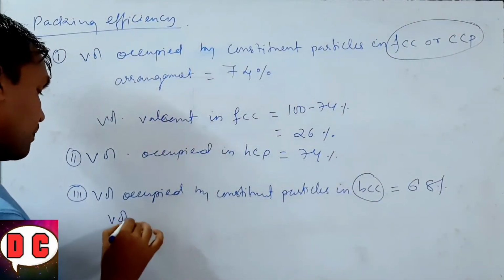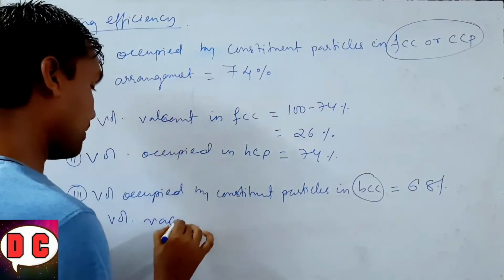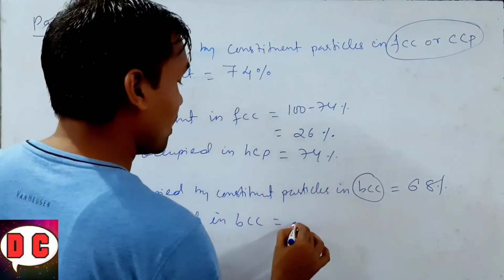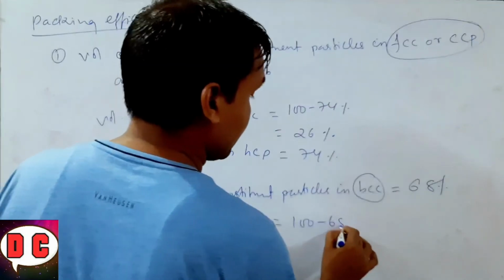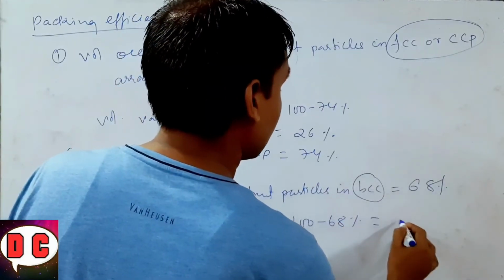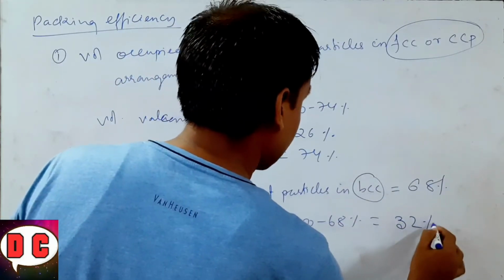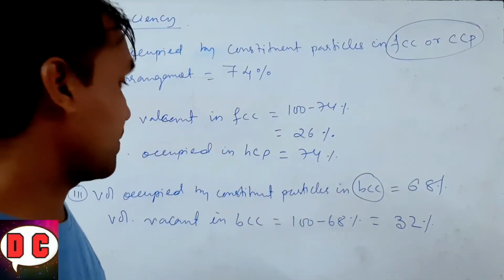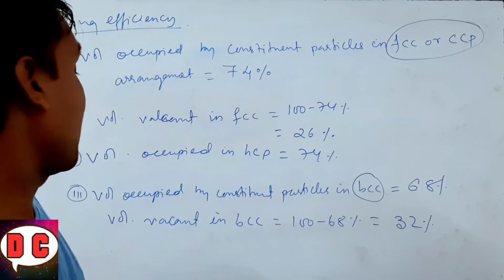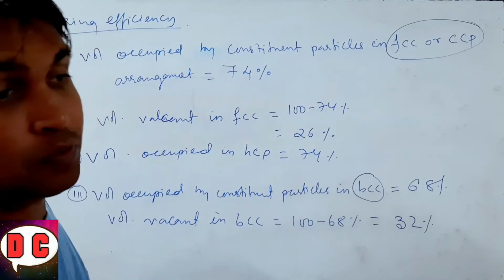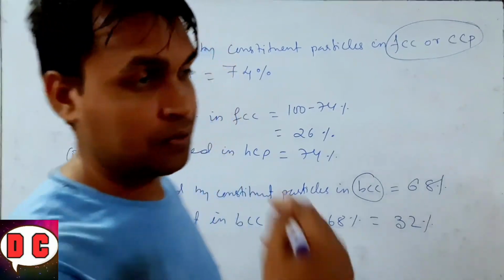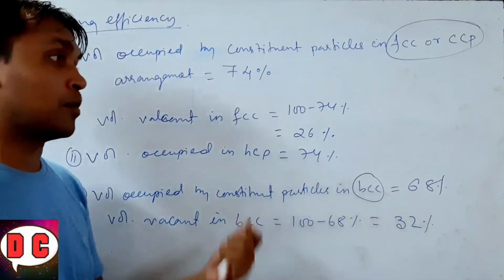So volume vacant in BCC equals 100 minus 68%, so it will be equal to 32%. This question was asked in your NEET examinations in 2015 or 16. It was asked how much volume is vacant in BCC structure. So it was given 32, so you have to take 32%, for 4 marks.